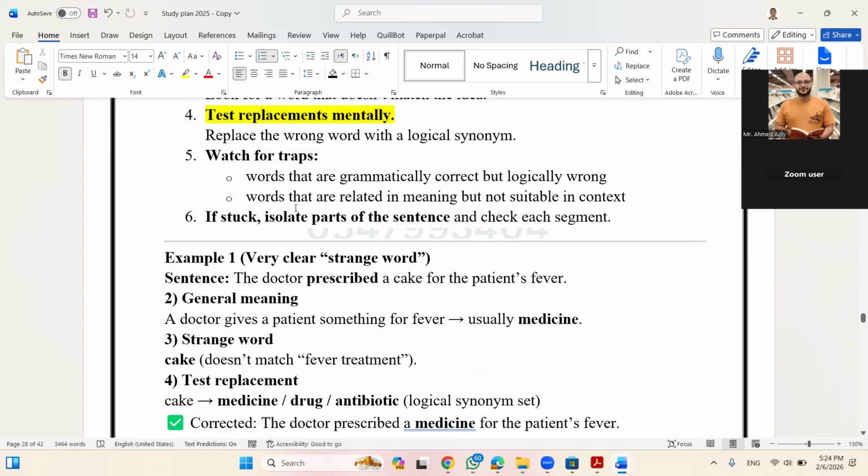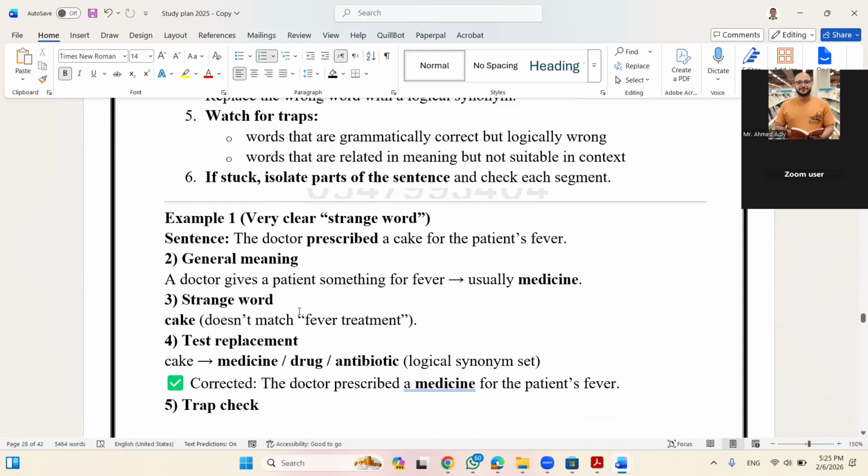What are the traps for this question? The trap here: some words are grammatically correct. It's a noun, for example. I'm giving you a noun, but this noun does not fit the context. And that's why some students do not notice it, because it fits the grammar, but it does not fit the meaning. Some words are related in meaning. It talks about the same topic, but actually is not suitable in the context. If you're stuck, isolate parts of the sentence. Divide the sentence into chunks and read each segment alone.